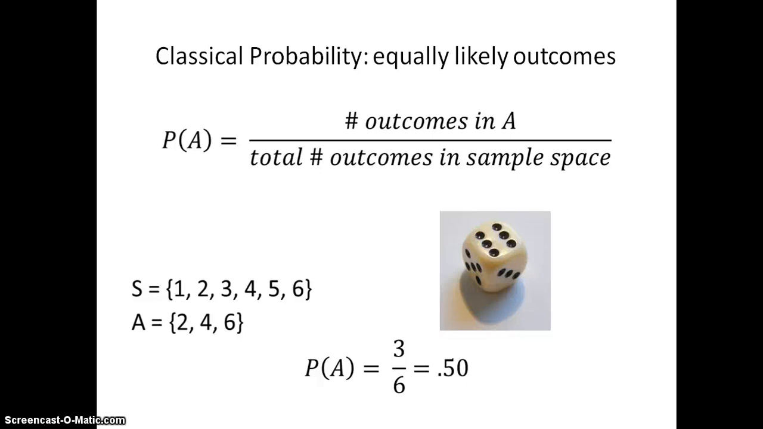A from our last video was the event that we had an even number, and that consisted of the set 2, 4, and 6. The probability of having an even number, P of A, is equal to 3 divided by 6, because there are 3 possible outcomes in A, and there are 6 possible outcomes in the total sample space. So the chance of getting an even is 3 out of 6, which is 0.5.